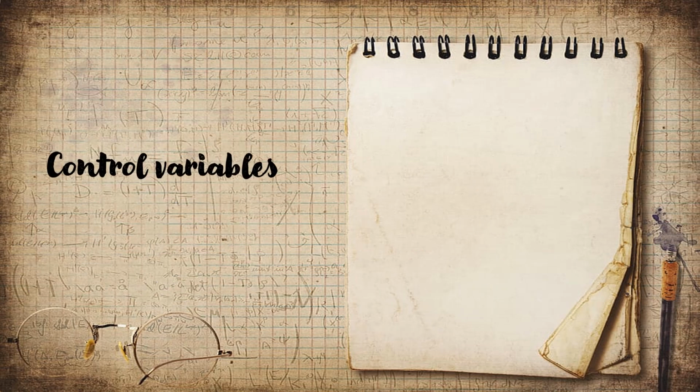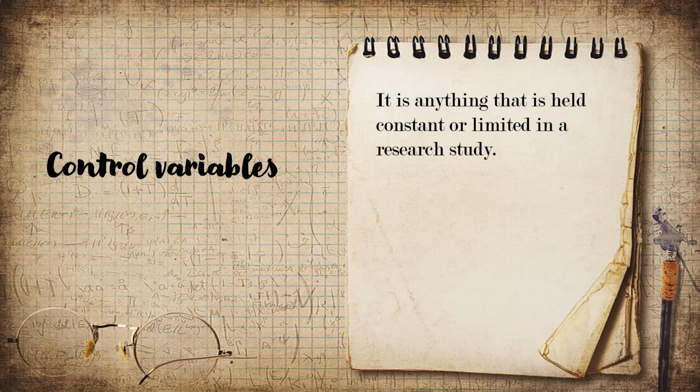Now, what do we mean by control variables? It is anything that is held constant or limited in a research study. It is a variable that is not of interest to the study's aims, but is controlled because it could influence the outcomes. Variables can be controlled directly and indirectly. Variables may be controlled directly by holding them constant throughout a study, like controlling the room temperature in an experiment, or they may be controlled indirectly through methods like randomization or statistical control.